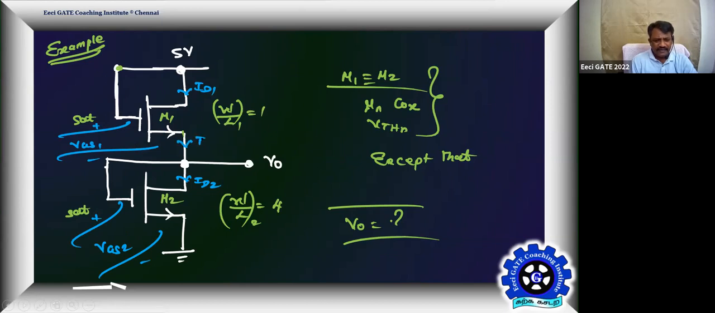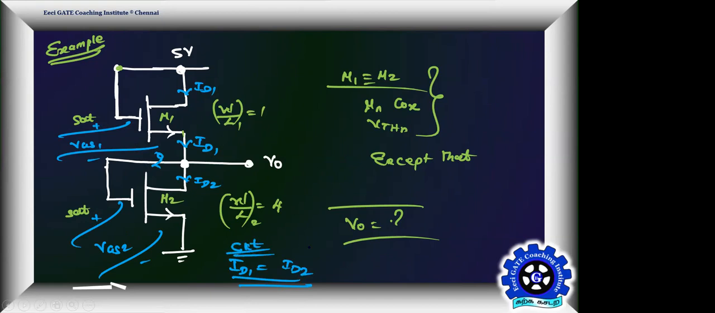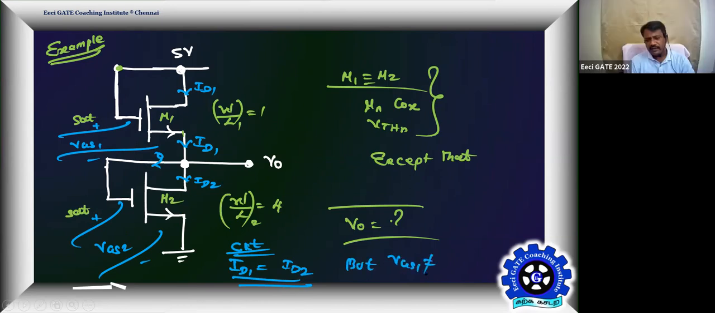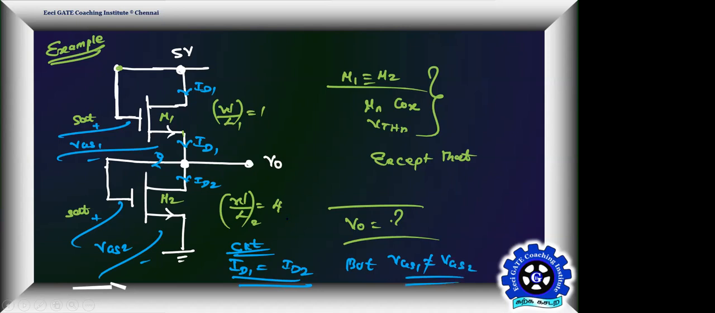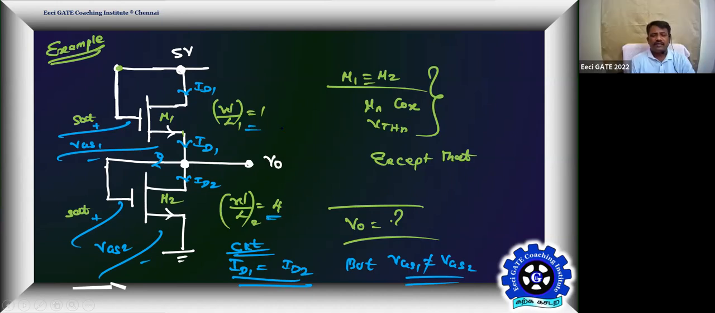And this current is anyway ID1, and this current is 0. Therefore, again the circuit forces ID1 equal to ID2. Correct? Yes or no? Yes, sir. But VGS1 is not equal to VGS2. Tell me why? Because of Kn. Because they have different Kn, correct? Even though they have different Kn, they have to have the same current.